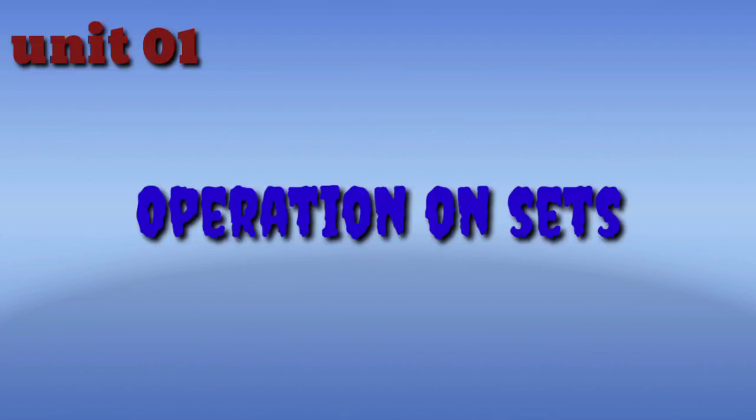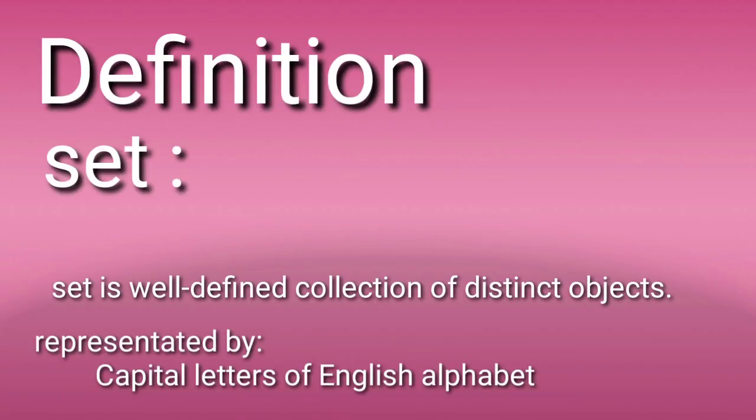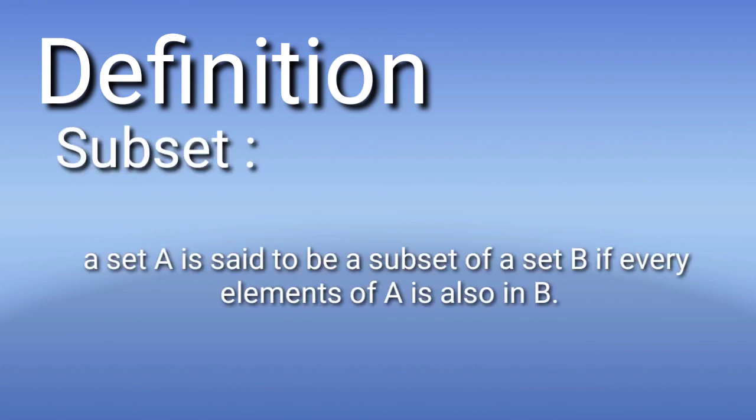Assalamu alaikum. We are going to learn Unit number 1, Operations on Sets, of the Class 8 book. Basically, a set is a well-defined collection of distinct objects. It is denoted by capital letters of the English alphabet, like A, B, C, D. Let's see some more definitions.